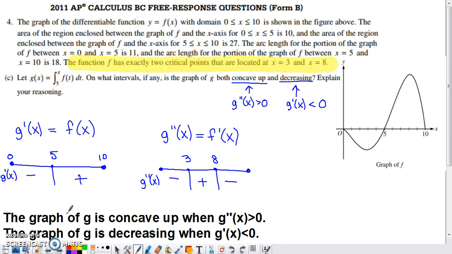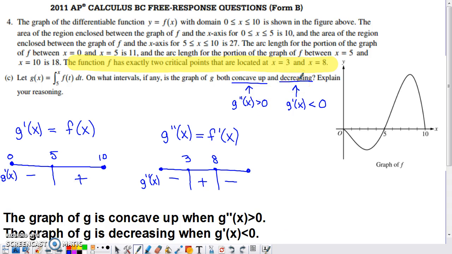In part C, they ask us to take this new function, g of x. Now, g of x is definitely dependent on f. It's defined as a definite integral, so the independent variable in the function g is actually that upper limit of integration. And then we're asked to figure out what intervals the graph of g is both concave up and decreasing on. Well, if a graph's concave up, you should realize the second derivative of that graph is positive anywhere where that's happening.